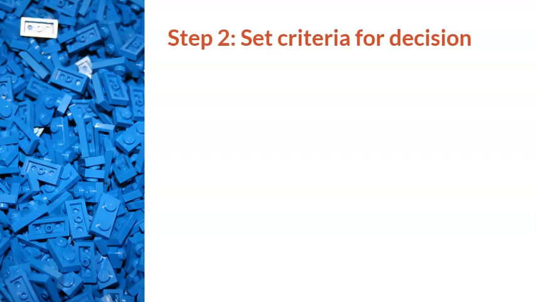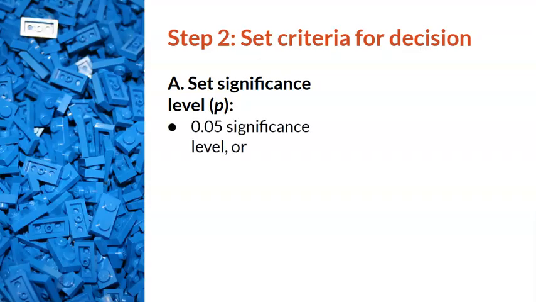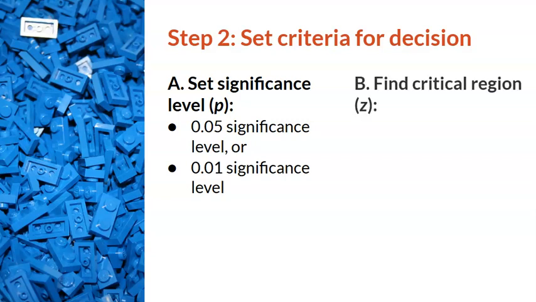Step 2, the blue Lego, is to set the criteria to make a decision whether the study worked or not. First, we will set our significance level P. We will use either a 0.05 or a 0.01 significance level. Now that we know our P, we need to find the critical value or critical region that tells us what the sample should look like if the study worked.